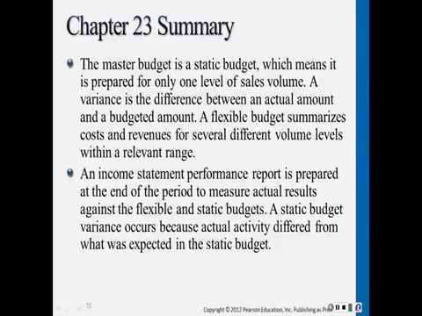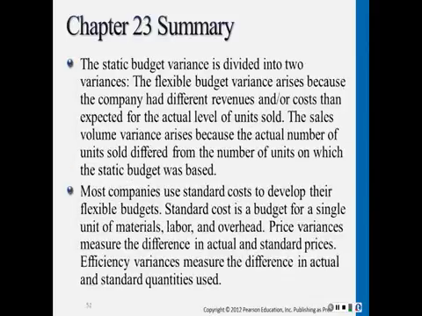An income statement performance report is prepared at the end of the period to measure actual results against the flexible and static budgets. A static budget variance occurs because actual activity differed from what was expected in the static budget.